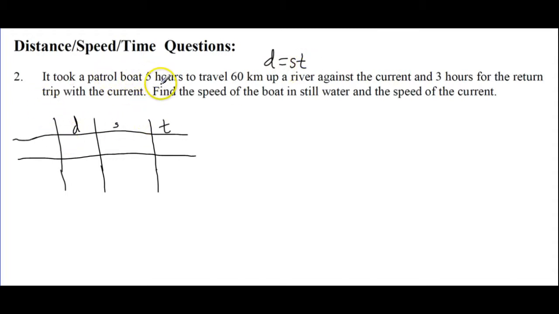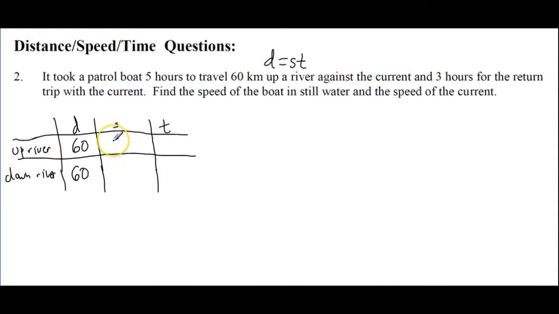We've got a patrol boat, 5 hours to travel up the river against a current, and 3 hours for the return trip with a current. And we need to find the speed of the boat in still water and the speed of the current. So we've got a boat that's going upriver, and then it's coming back downriver. The distance in both directions is 60 kilometers. 60 kilometers upriver, 60 downriver.